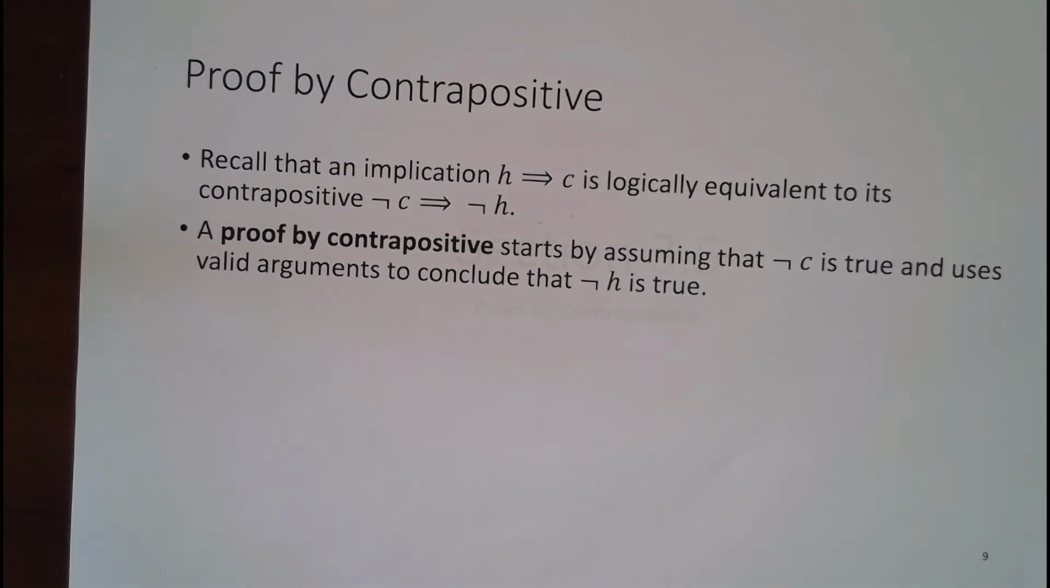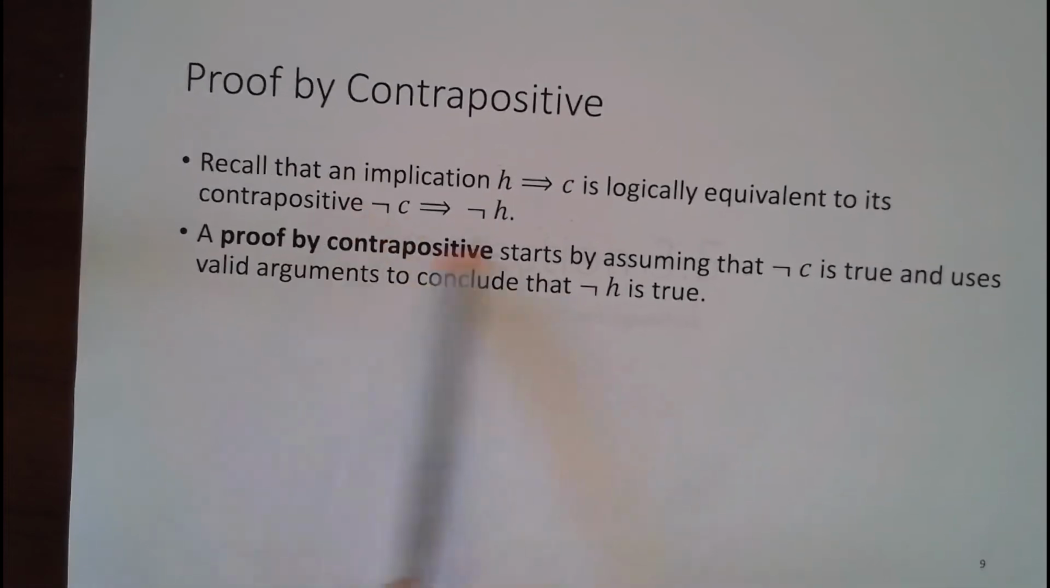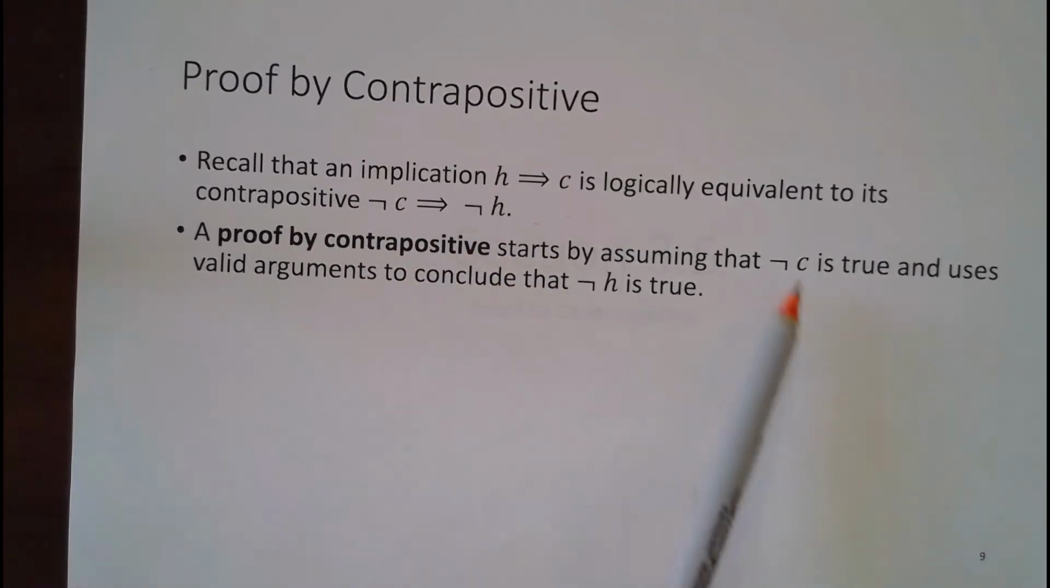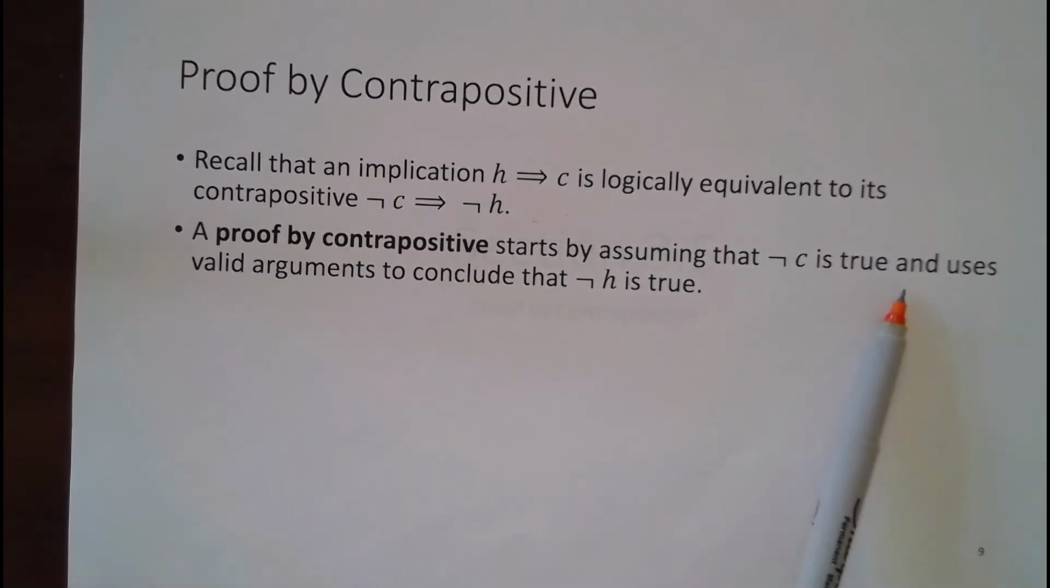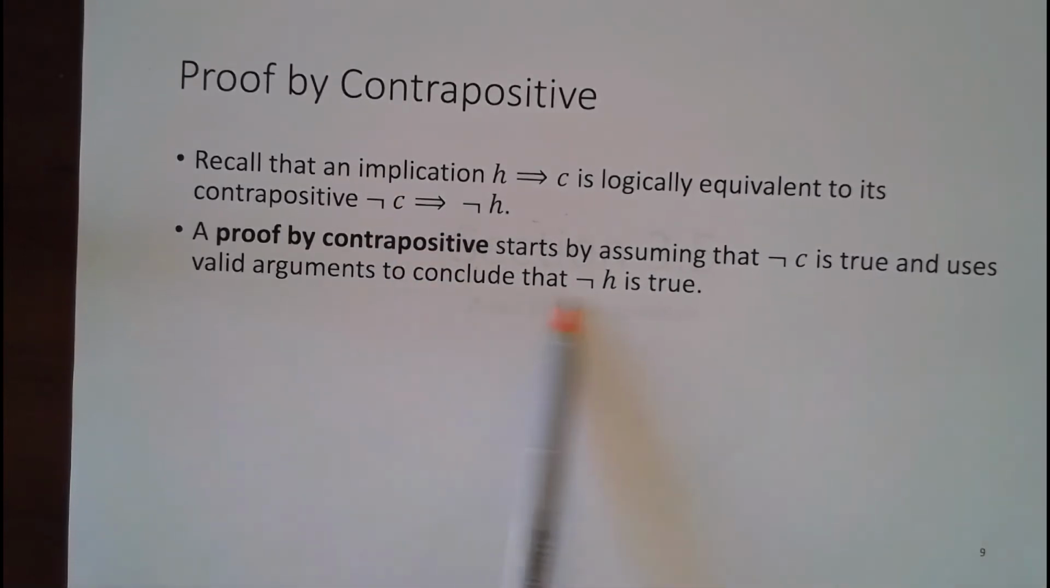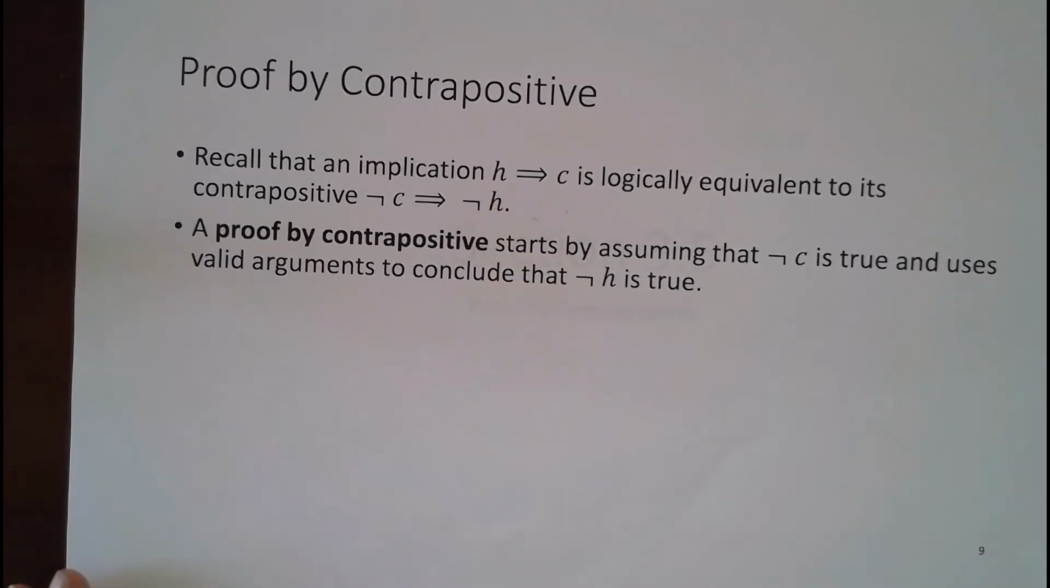So a proof by contrapositive is basically a direct proof of the contrapositive. It will start by assuming the negation of the conclusion is true, and then it uses arguments to conclude that the negation of the hypothesis is true. And since that's logically equivalent to the original statement, we're actually proving that the original statement is true. Okay.